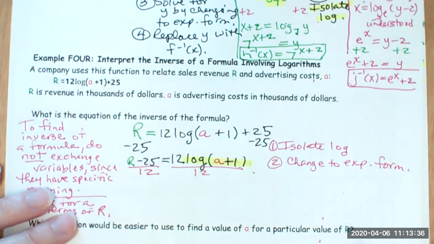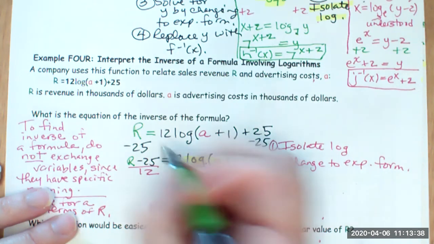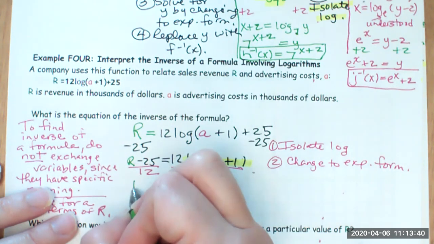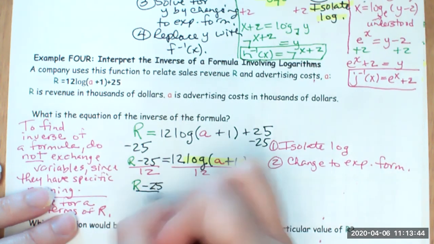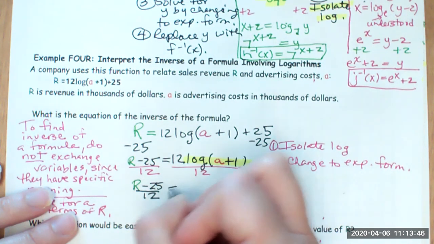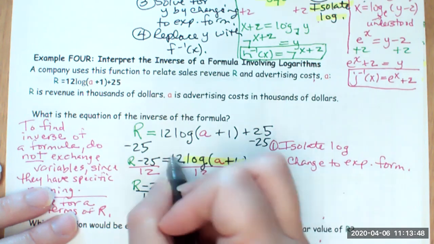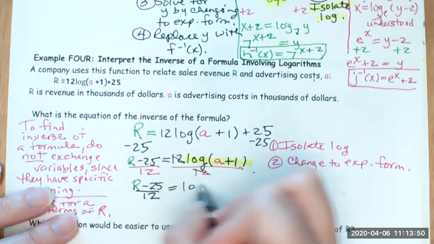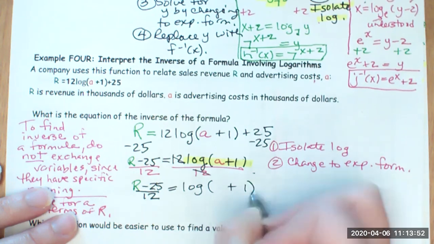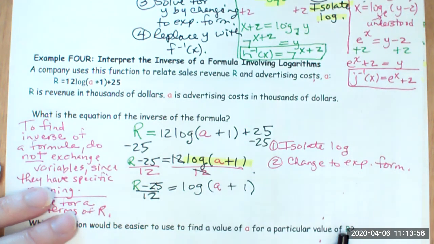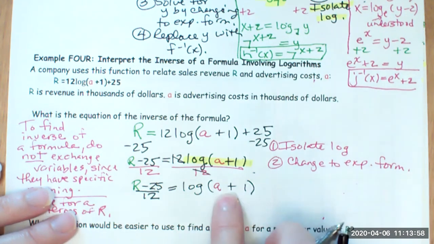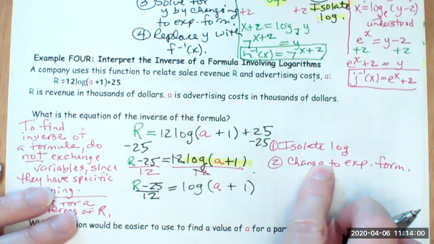And I'll write R minus 25 over 12 equals, now the 12s are going to cancel out, log of A plus 1. Okay, so now I've isolated the log. Now I can change to exponential form.